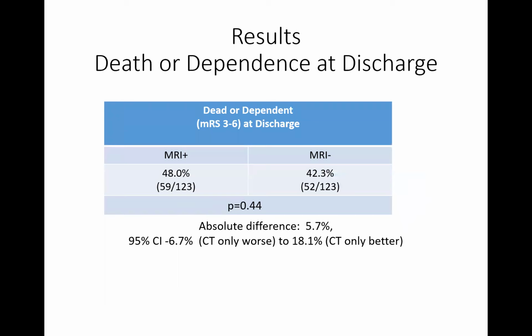Okay, so what did we find? For death or dependence at discharge, that's a modified Rankin of 3 to 6, we found no statistically significant difference between the two groups. If we look at the absolute difference and its 95% confidence bounds, they went from minus 6.7%, that would be CT only worse, to plus 18.1%, that would be CT only better.